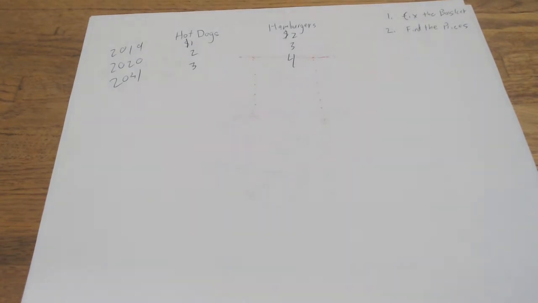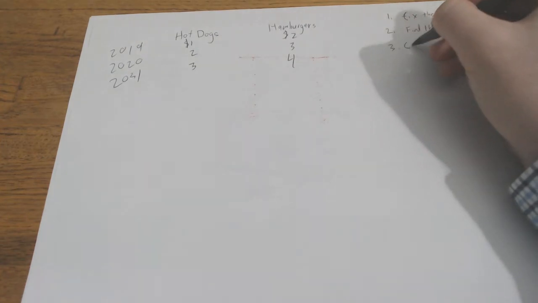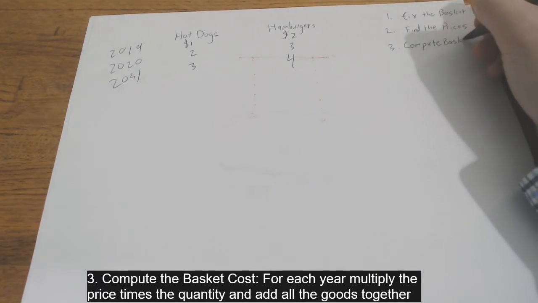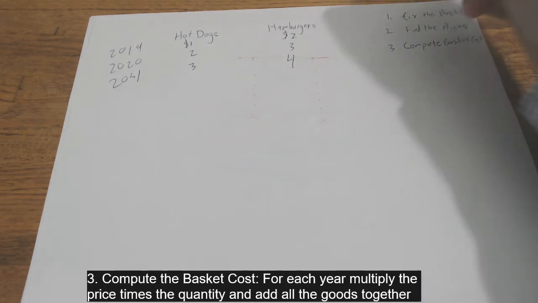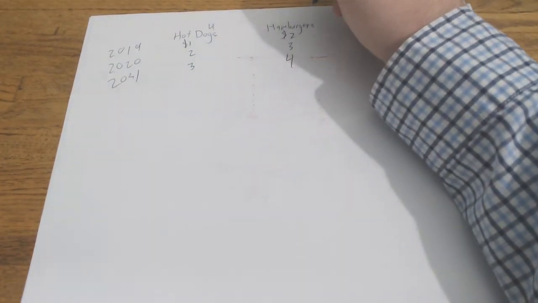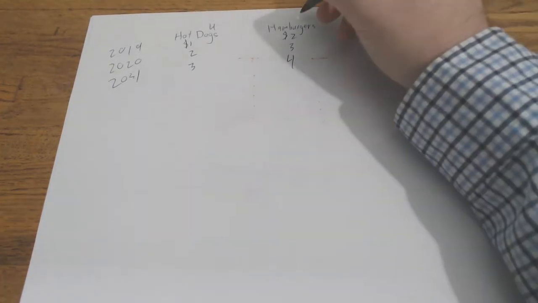Now step 3 says compute the basket's cost. What we need to do here is determine the quantities and the price. So the quantities should have been with the fixed basket. We're going to say 4 hot dogs and 2 hamburgers. So let's compute the baskets. So 2019 basket cost.